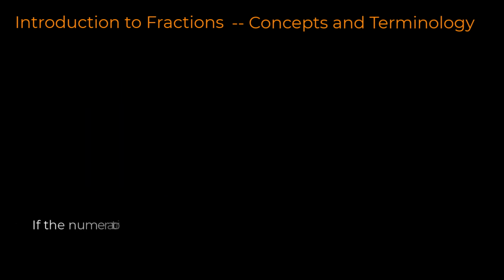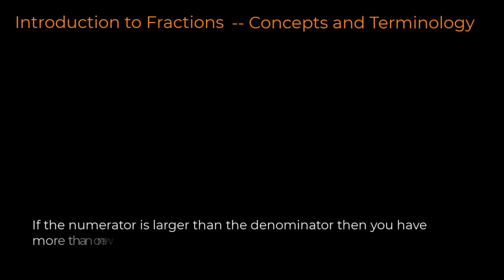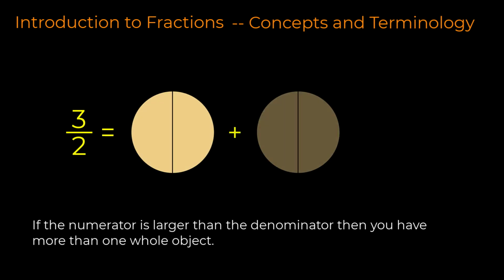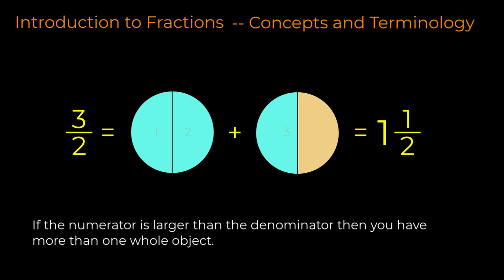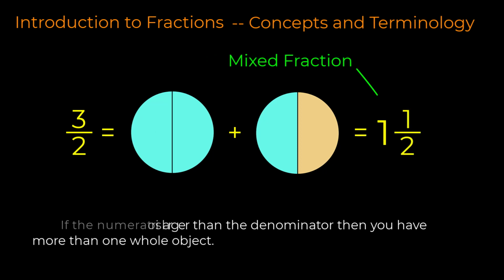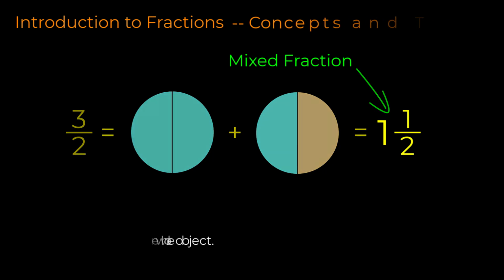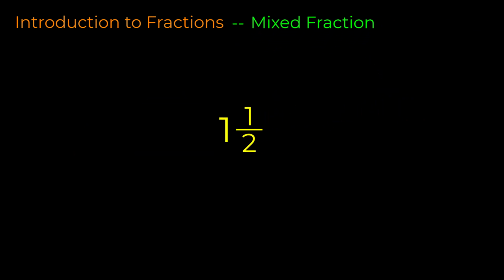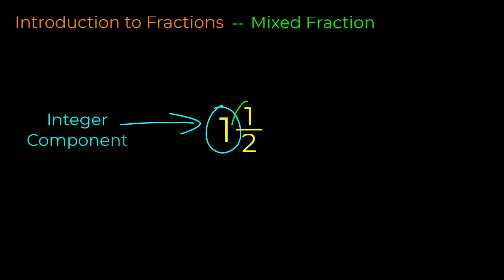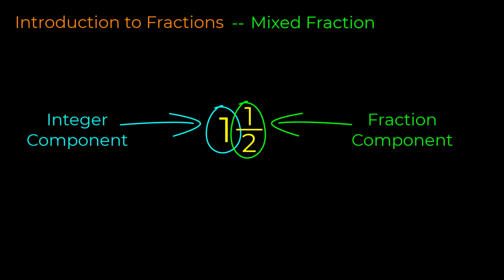If the numerator is larger than the denominator, then that means that you have more than one whole pizza. For instance, the fraction 3/2 means that you have 3 pieces where each piece is 1/2 of a pizza. That is, you have 1½ pizzas. We can write this equivalently using this notation. This is called a mixed fraction. A mixed fraction is where you have both an integer component and a fraction component in a single expression.